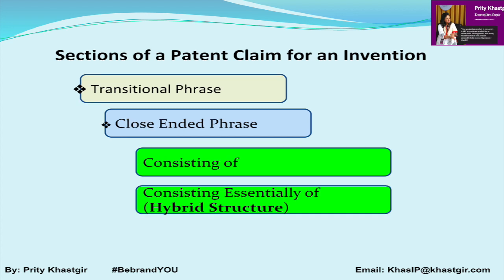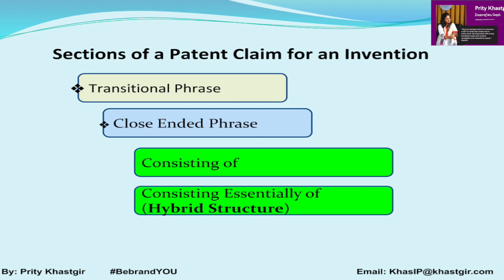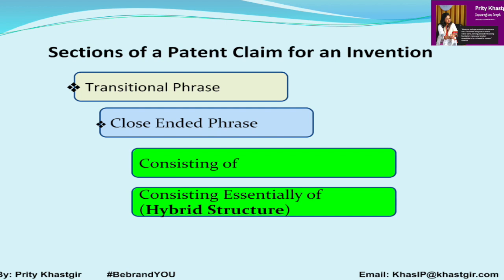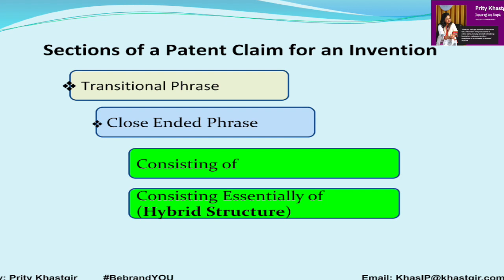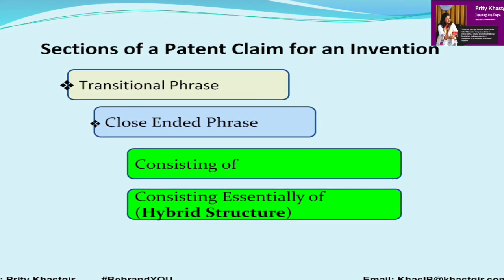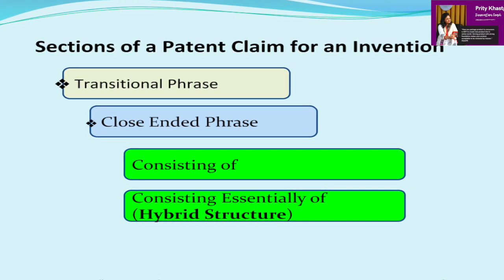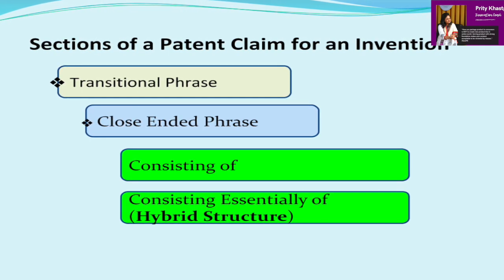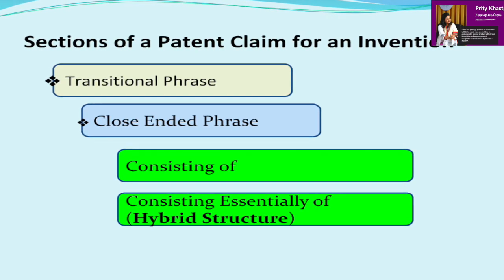The close-ended transitional words generally are consisting of, consisting essentially of. So when you say consisting essentially of, you are limiting the scope, and that is why the phrase is known as close-ended, or consisting of. So if you go to the dictionary meaning, both these phrases limit the scope. However, the words including, containing, characterized by are open-ended transitions because they include the elements in the invention and do not exclude the other additional unrecited elements.